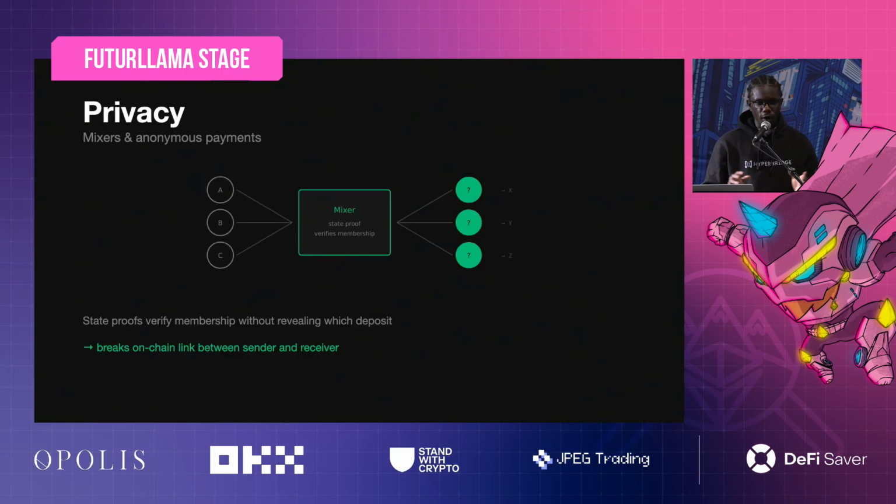Another application of state proofs is actually privacy. Now this goes over a lot of people's heads, but the way that the future privacy protocols are going to work is that we're going to build privacy protocols on top of public blockchains.